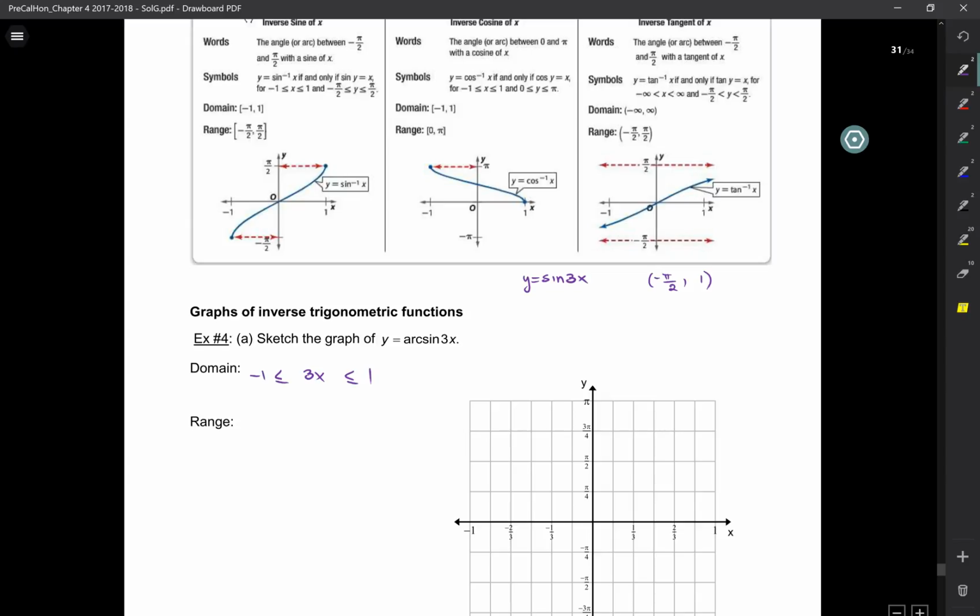And it's arc sine of 3x, so 3x will go in here. So my domain is going to go from -1/3 to 1/3. All right? So on the x-axis, I'm going to go from -1/3 to 1/3. Now, the range for the arc sine goes from -pi/2 to pi/2, and we're not changing the range here. So we're going to go from -pi/2 to pi/2.